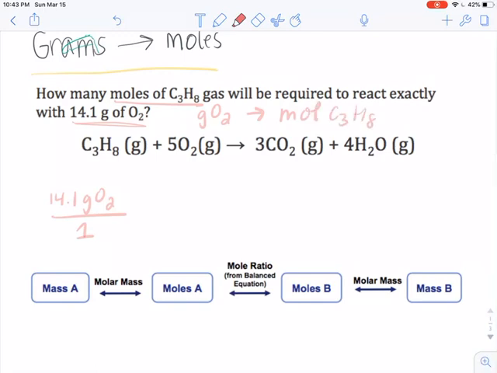So if I look at my mole highway, I notice I'm going to start with grams, so I'm starting here, and this time I'm getting off at moles. So I am just going mass A to moles B. My mass A is my given, which is O2. So everywhere I see A, that will be O2, and I'm getting to B, C3H8.